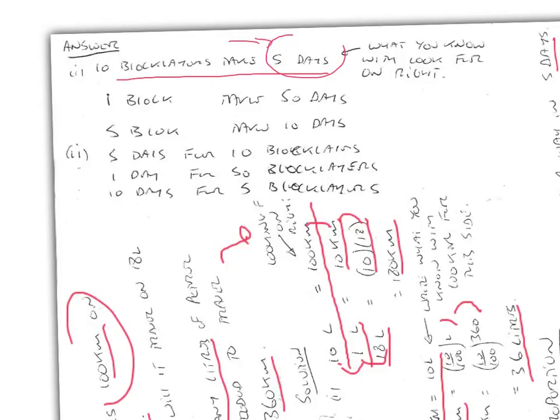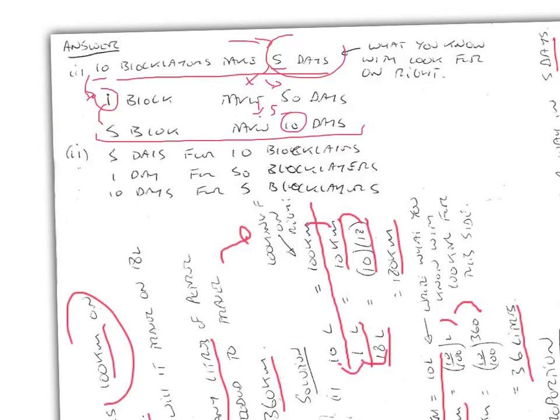So if 10 block layers take 5 days, 1 block layer, I've divided by 10 to get 1 here, so I multiply this by 10 to get 50 days. And 5 block layers, I've divided that by 2, so I'll divide 50 by 5, I get 10 days. 5 block layers will take 10 days.